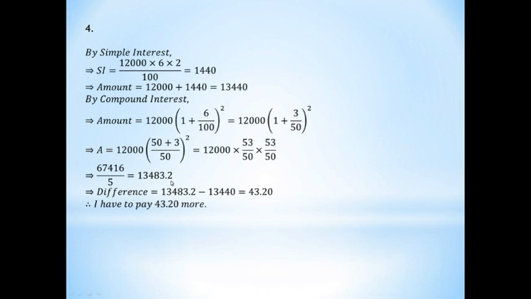So compound interest is a little bit more, no? So we have to find out the difference, that is 13,483.2 minus 13,440, that you will find out 43.20. So I have to pay rupees 43.20 more.